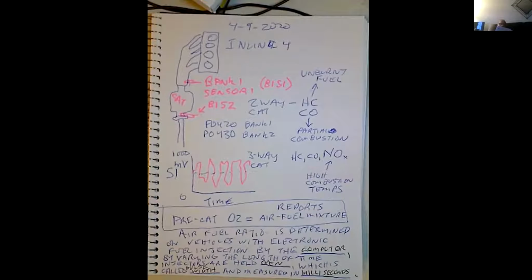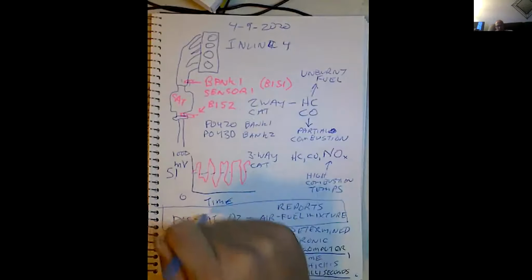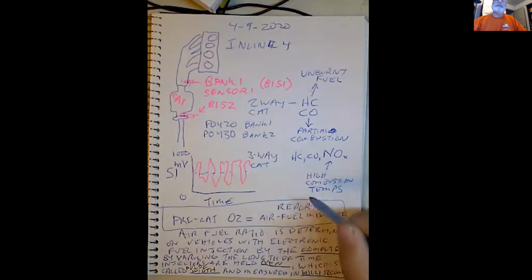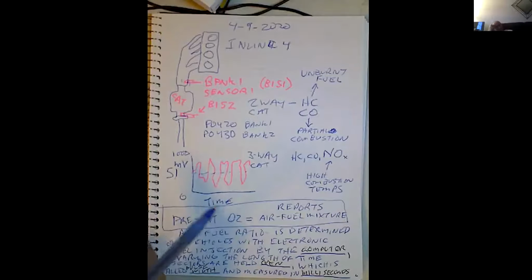Okay, the pre-catalytic converter oxygen sensor is going to be located in the exhaust manifold. And all it's going to do is report to the PCM how much oxygen there is in the exhaust. The amount of oxygen left in the exhaust is going to be determined by how complete the combustion was. And how complete the combustion is going to be determined by how much fuel is injected, primarily, if everything's correct. So based on what the pre-catalytic converter oxygen sensor reports, the PCM is going to either open the injector for less time or open the injector for more time, depending on whether it showed rich or lean.